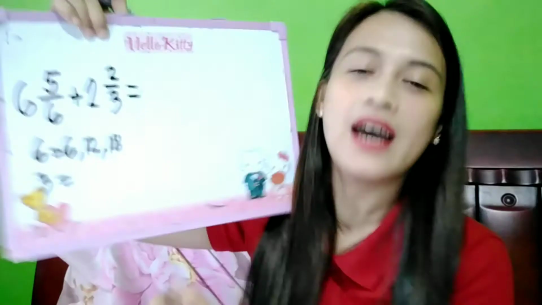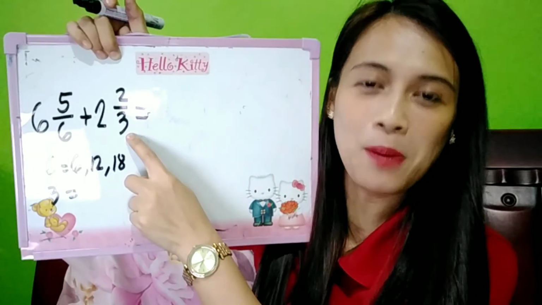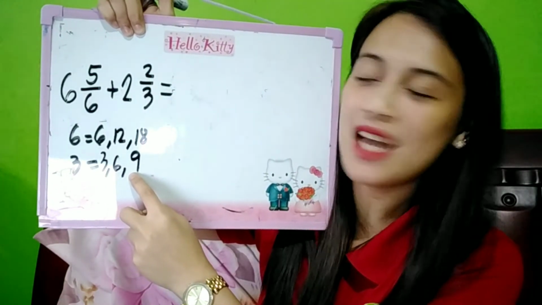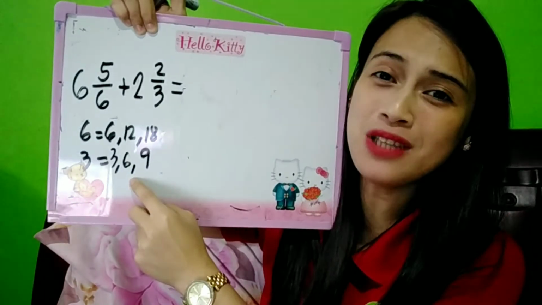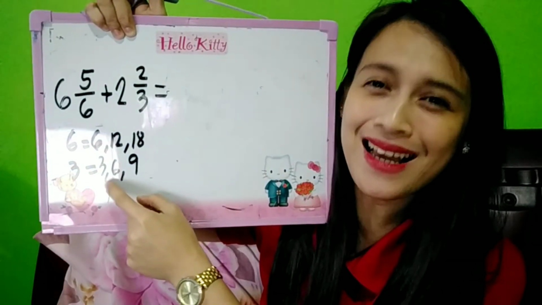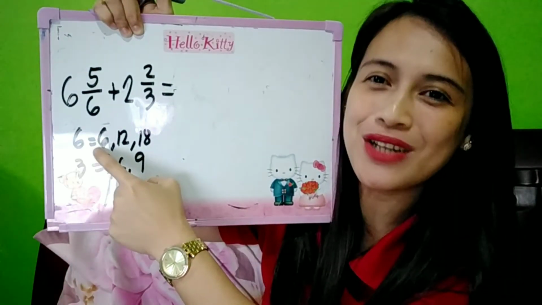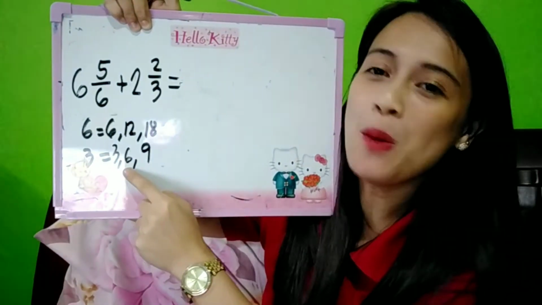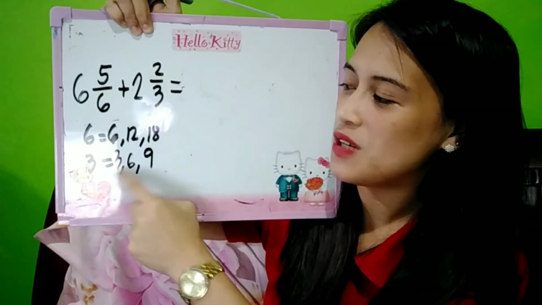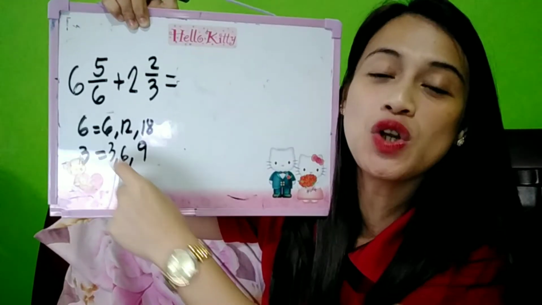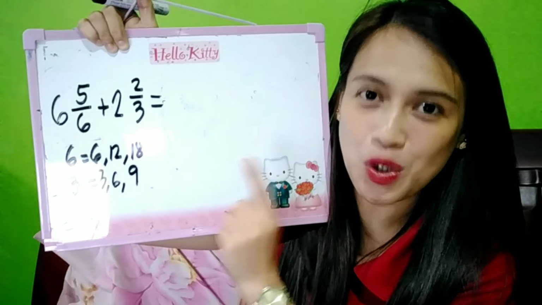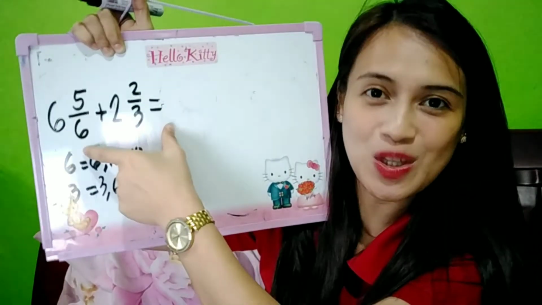Kunin natin si 6 and then 3. Skip counting tayo by 3. 3, 6, 9. Kapag may makita na tayo na common na multiple, pwede na tayo mag-stop sa skip counting. So stop na tayo kahit hanggang 6 lang, kasi meron na tayong nakitang common nila na multiple. So, ano yung common na multiple? 6. Common na number sa kanila. So, ito yung kukunin natin at gagamitin natin as the common denominator or LCD ng fractions na to.